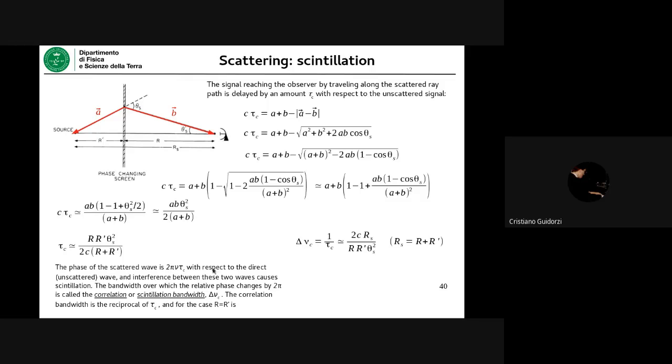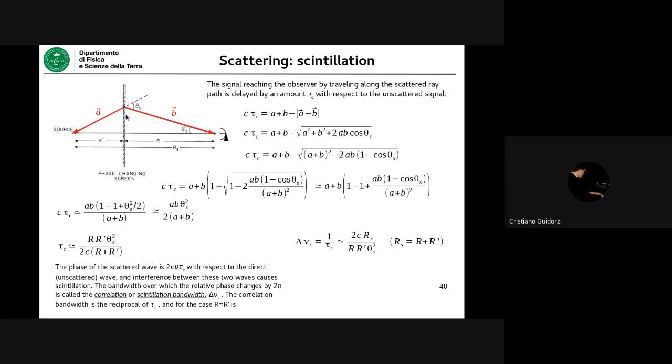And of course, yes, because of the condition I just told you. So 2 pi delta nu tau equals 2 pi, it means delta nu equals 1 over tau. So this is called correlation, or as I said, scintillation bandwidth. Why scintillation? Because as a matter of fact, when you integrate over such a frequency interval, you are still capable of seeing the flux which fluctuated if it is the case as I was mentioning before.